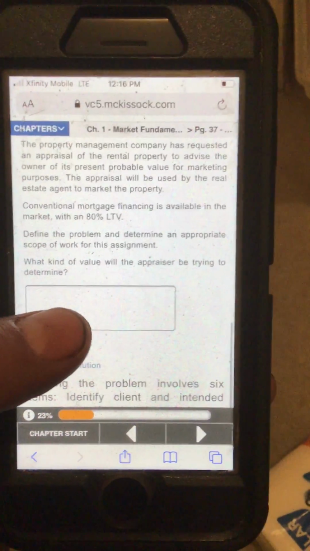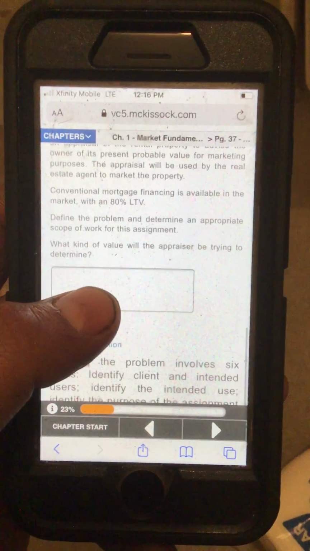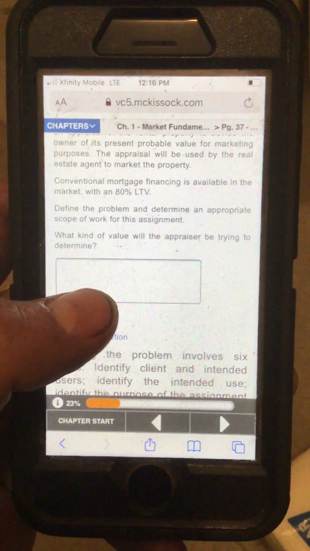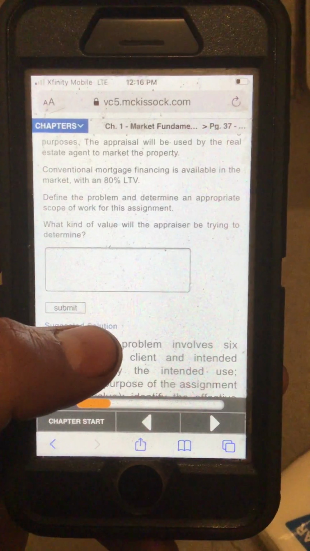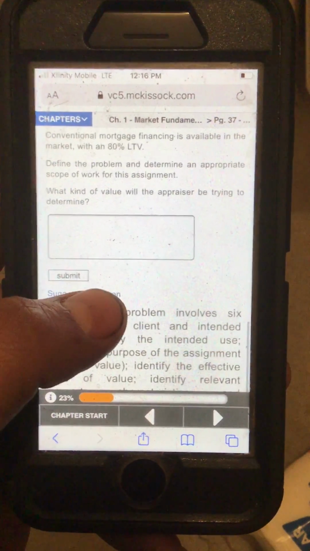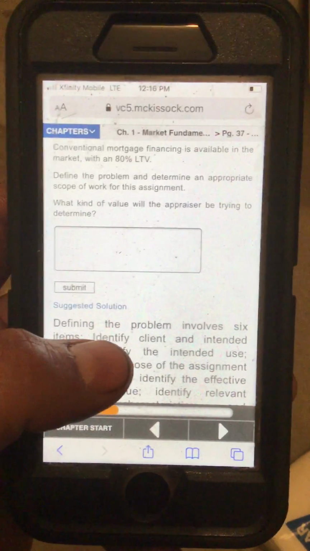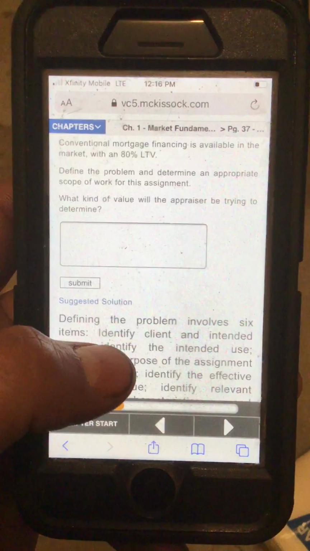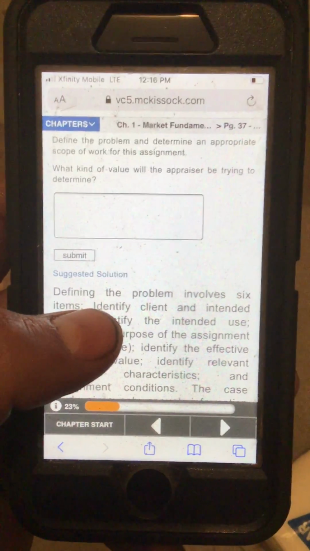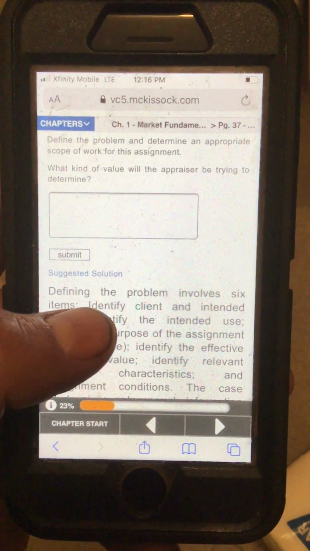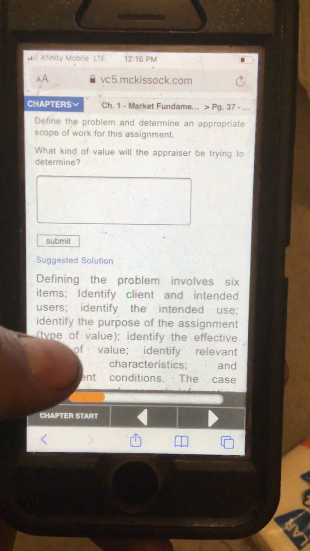The property management company has requested an appraisal of the rental property to advise the owner of its present probable value for marketing purposes. The appraisal will be used by the real estate agent to market the property. Conventional mortgage financing is available in the market with an 80% loan to value. Define the problem and determine an appropriate scope of work for this assignment. What kind of value will the appraiser be trying to determine?